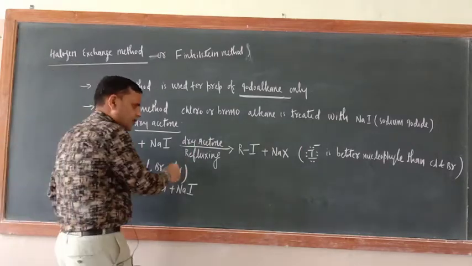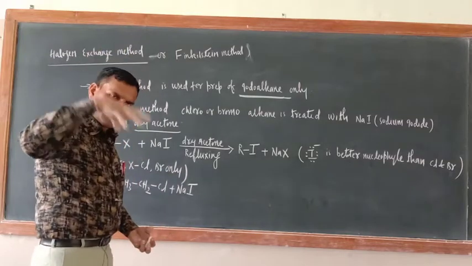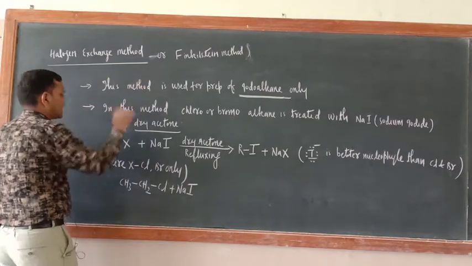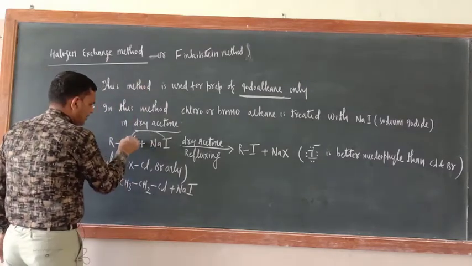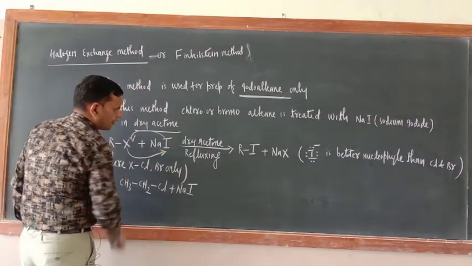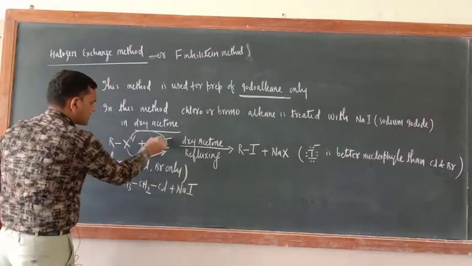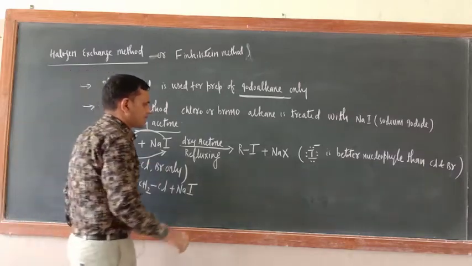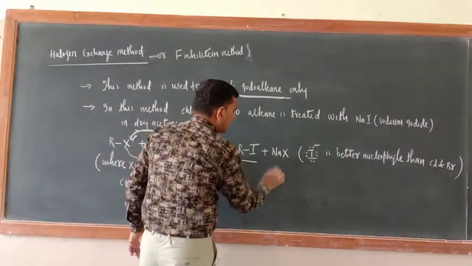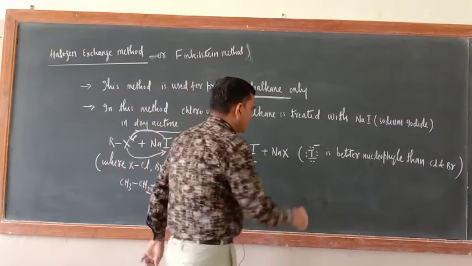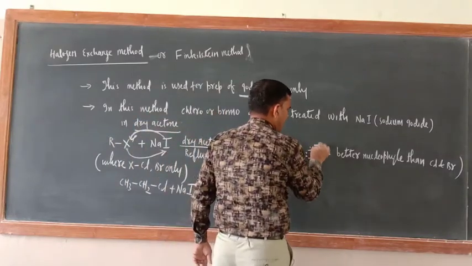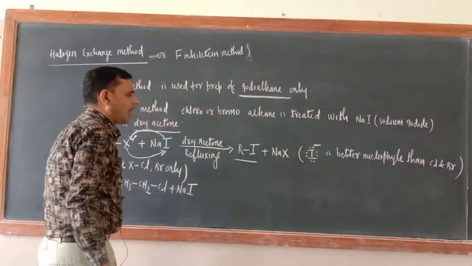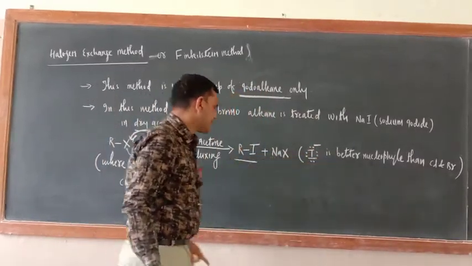Here, a long neck conical flask is used. Now just see why it is known as halogen exchange. I will come here and X will go here. So this is RI plus NaX. Here this I negative is a better nucleophile than Cl and Br.